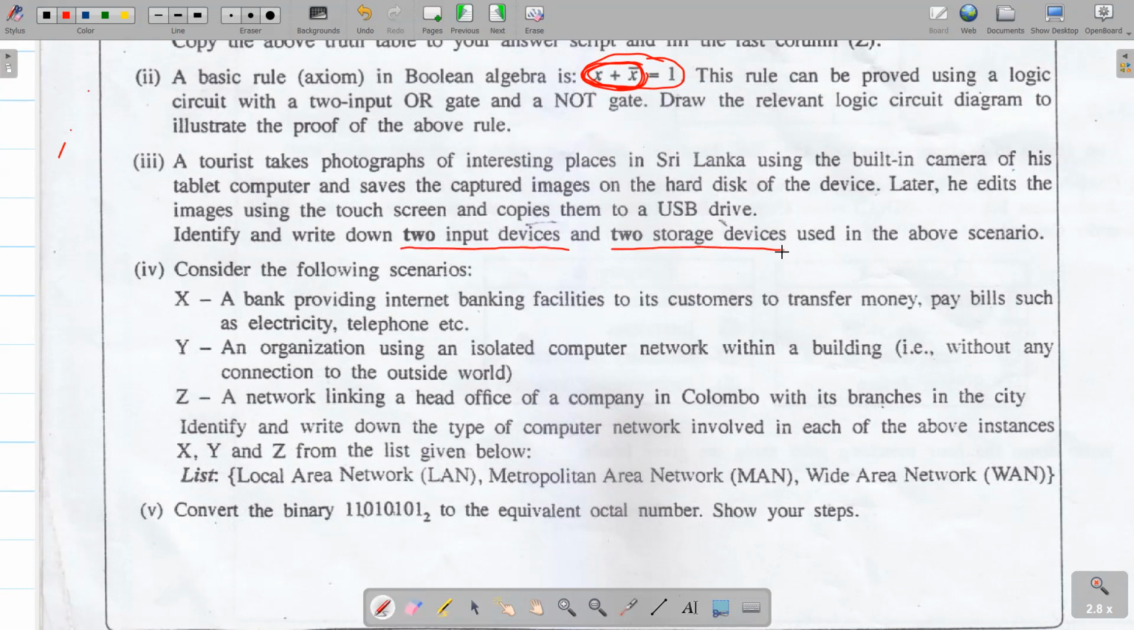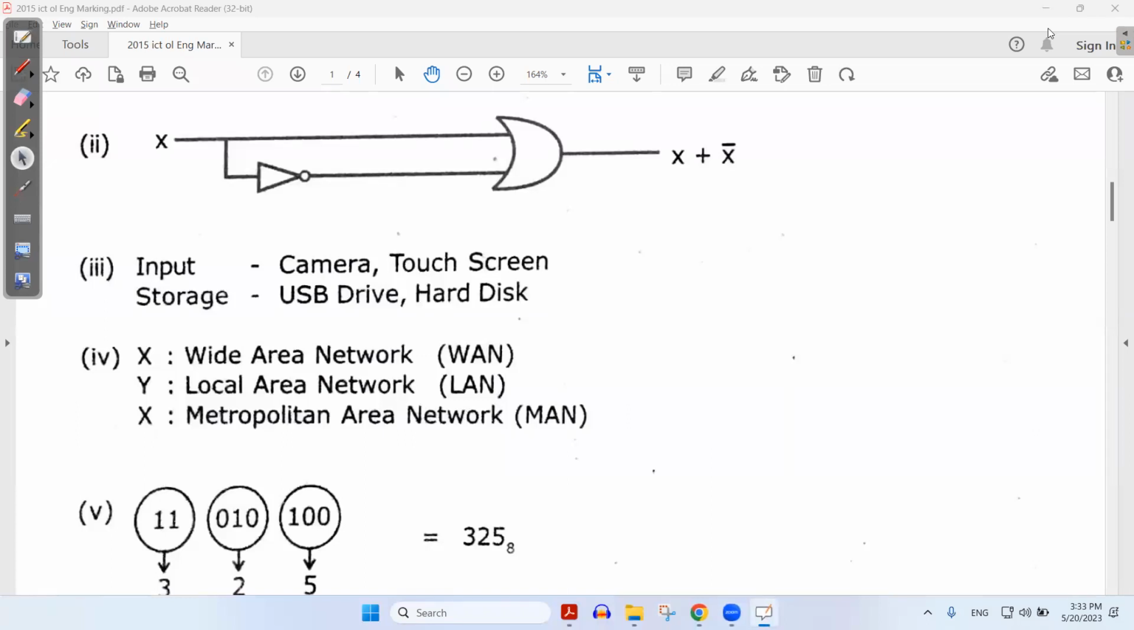Right? So input devices, I'm going to round the input devices. Built-in camera is going to be an input device, and touch screen is going to be an input device. I'm going to underline the storage, the hard disk and the USB drive. So those are going to be the answers. Camera and the touch screen are going to be input. Storage is going to be USB drive and the hard disk. So 2 marks. You got it correctly.